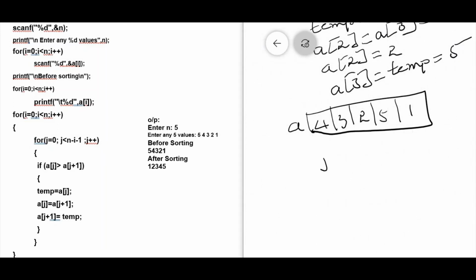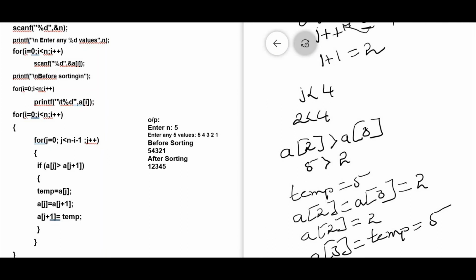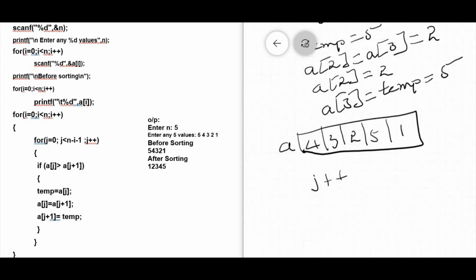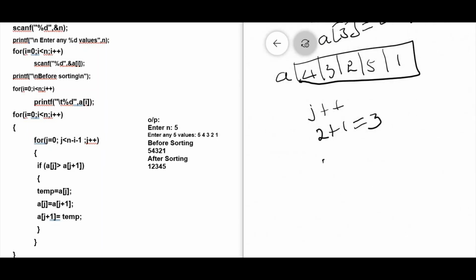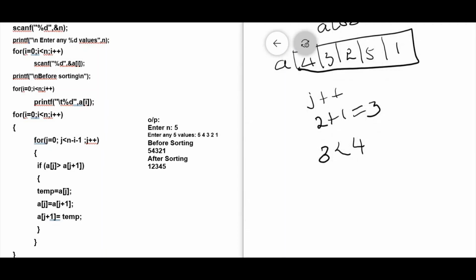But the value of j now, when it increments, let's check whether j is still less than 4. What was the previous value of j? The previous value of j was 2. So now it will be incremented by 2 plus 1, which is equal to 3. Right. Now is 3 less than 4? Yes, it is still less than 4. So again it will perform the if statement.